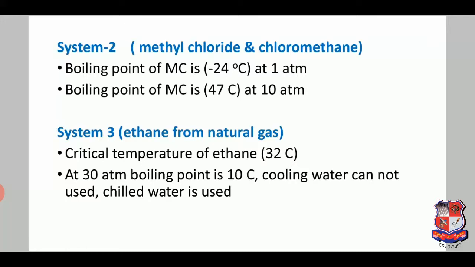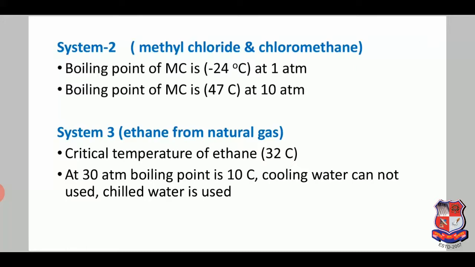Again, system 3 is also defined, in which we want to separate ethane from the natural gas. Now the critical temperature of ethane is 32 degrees Celsius, so it will be in vapor phase, and at 30 atmospheric pressure its boiling point is 10 degrees Celsius. So we are increasing pressure to 30 atmosphere, but still its boiling point is around 10 degrees Celsius.